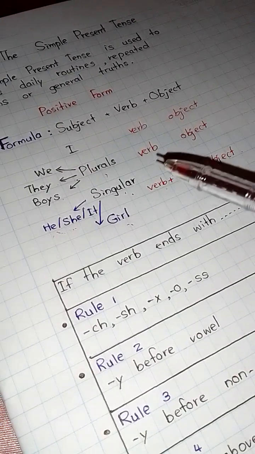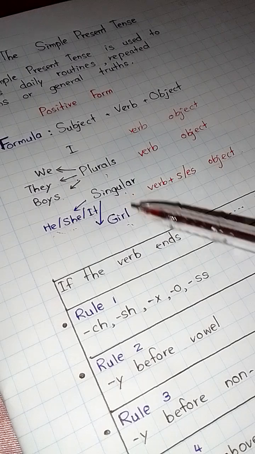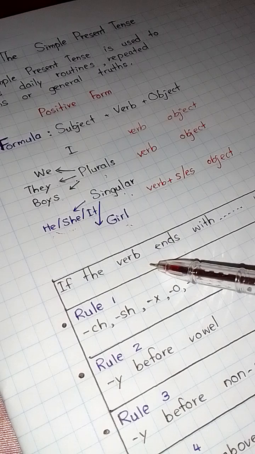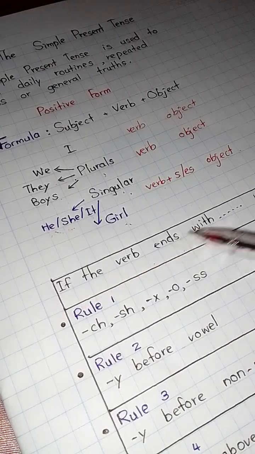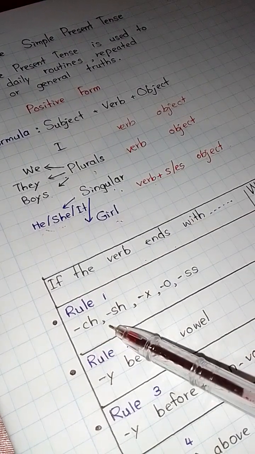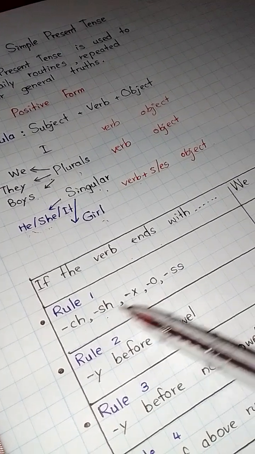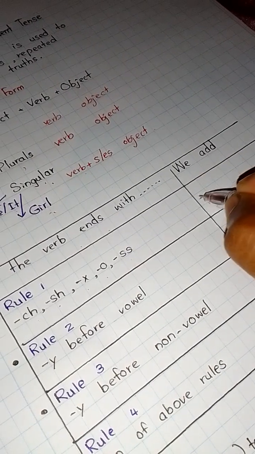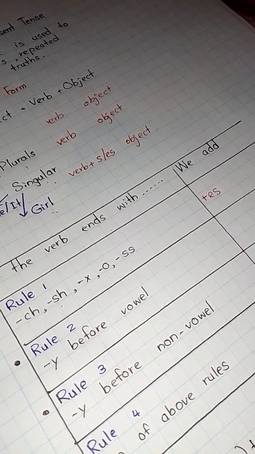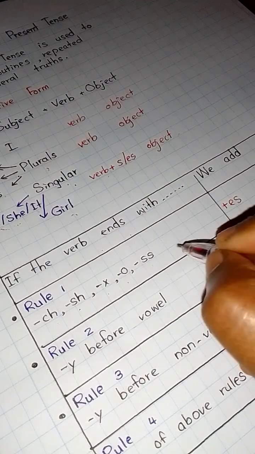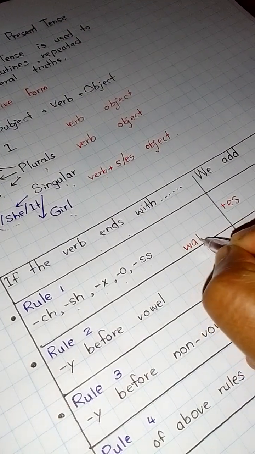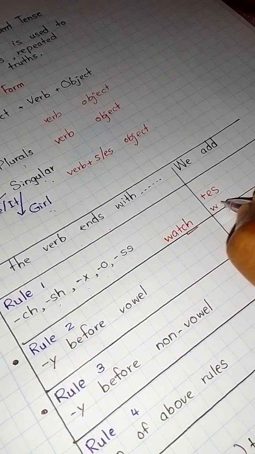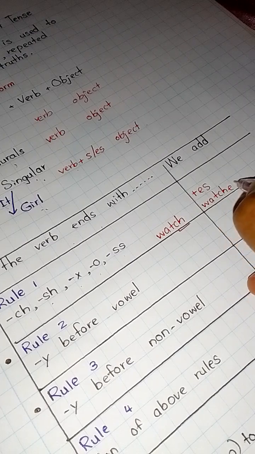If the subject is singular, there are some rules when we add s or es at the end of the verbs. The first rule: if the verb ends with ch, sh, x or s, we add es at the end of the verb. For example, watch. The verb ends with ch, then we add es at the end of the verb.